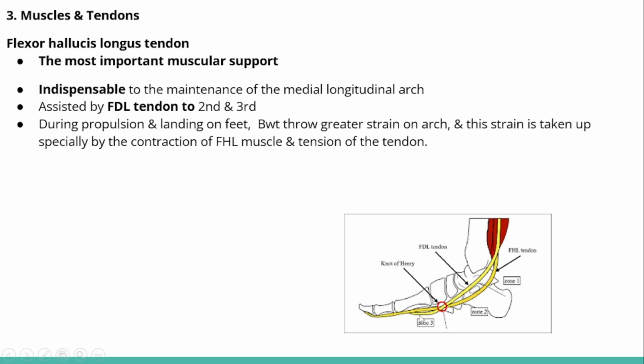Now this tendon is assisted by the second and third tendons of the flexor digitorum longus. These tendons also receive a slip from the tendon of flexor hallucis longus. These tendons act as bowstrings along the medial arch from the sustentaculum tali to the medial 3 digits and draw the pillars of the arch towards each other. During activities like propulsion and standing, body weight throws greater strain on the arch, and this strain is taken up specifically by the contraction of the flexor hallucis longus muscle and the tension of the flexor hallucis longus tendon.